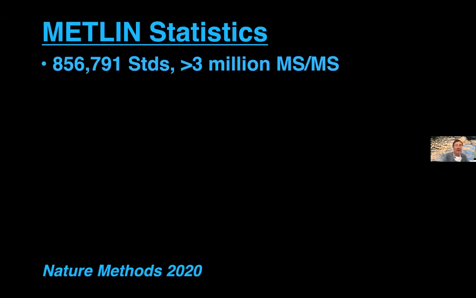Okay, so METLIN statistics, we have roughly, currently about 856,000 molecules. I think it's a little bit higher right now. Approximately 3 million MS spectra. To me, counting spectra doesn't really mean very much. I think the primary thing that's meaningful is how many standards you actually have, and how many molecules with actual experimental data that we have. And that's why I typically report how many standards we have for METLIN as it's been growing.